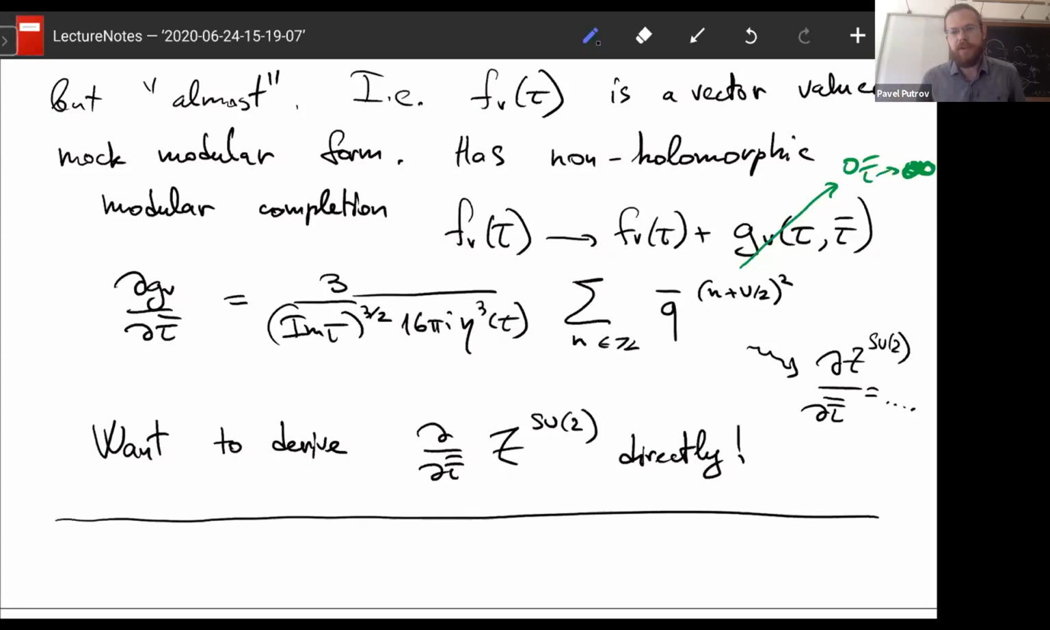In particular, if you include dependence on C1, you get some sort of Jacobi modular forms.